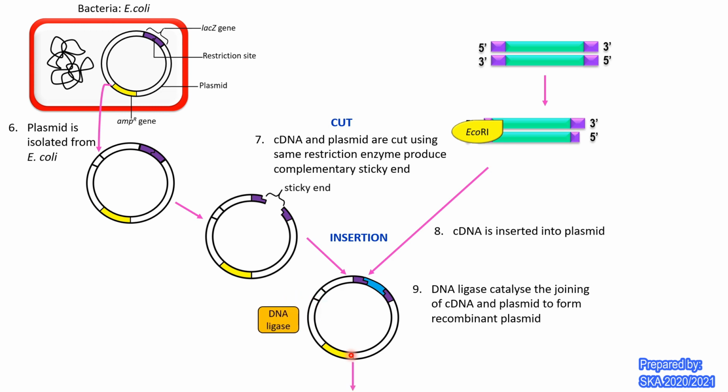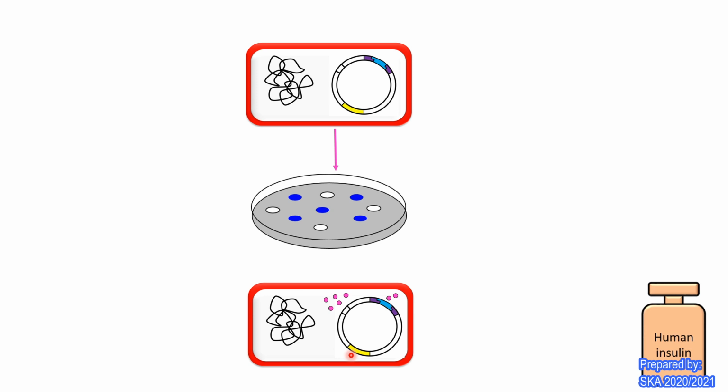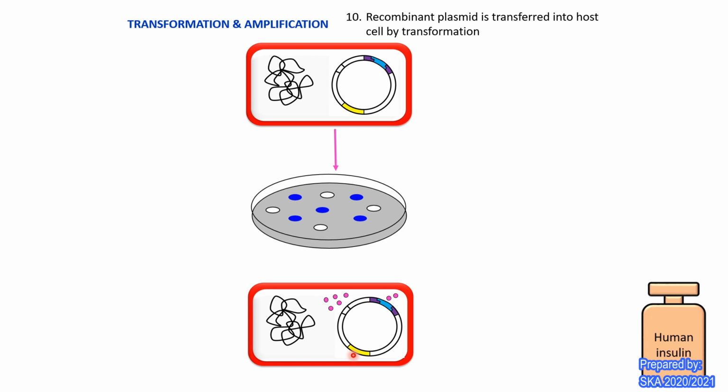Now we go to the next step, which is transformation and amplification. Recombinant plasmid is transferred by transformation. It is transferred into this bacterial host cell. Now, these recombinant bacteria or transformed bacteria are amplified to make many copies of recombinant DNA.